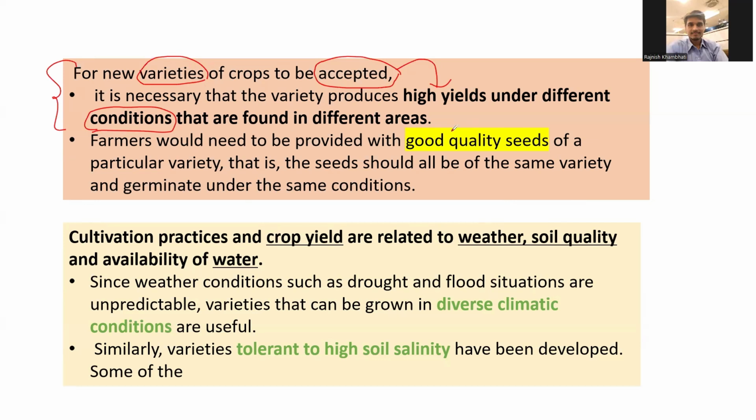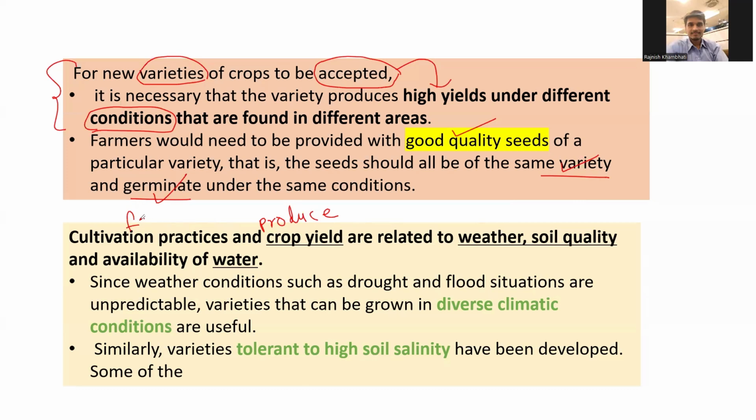So to be accepted, you have to provide good quality seeds of that variety, and those seeds should be of the same variety and they should germinate. The seeds should be of the same variety. The seed should germinate under any condition. Why? Because your farming practices, cultivation practices, and your crop yield, how much you produce, your product. Yield means produce.